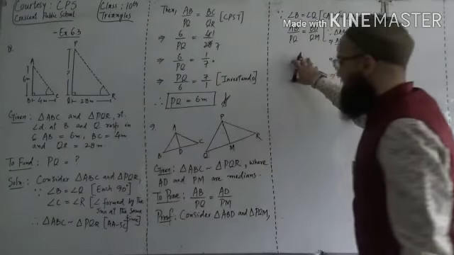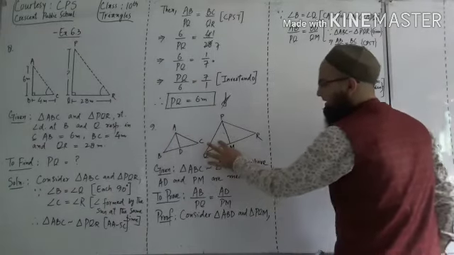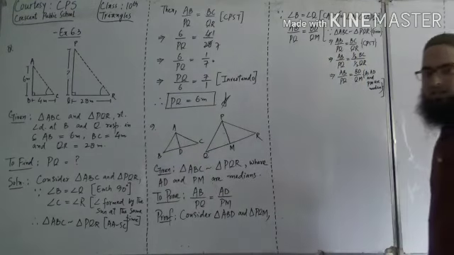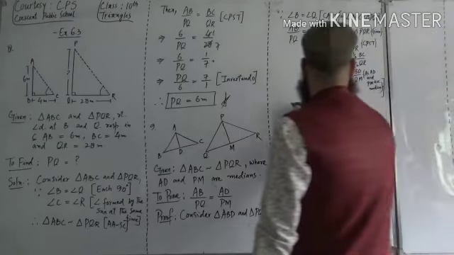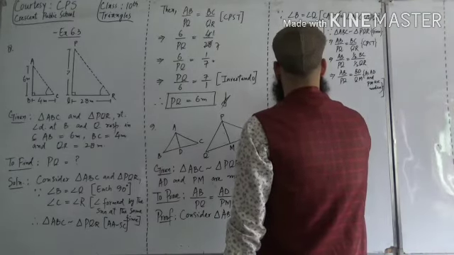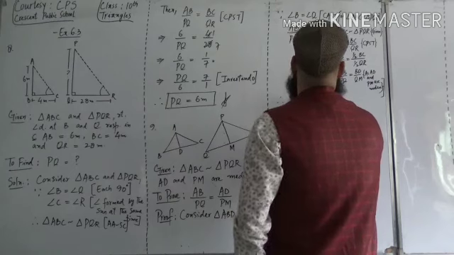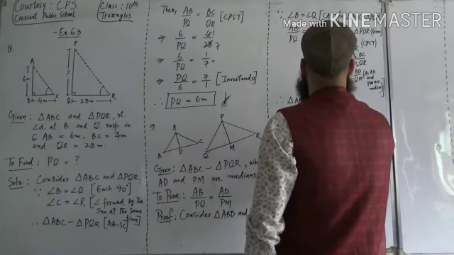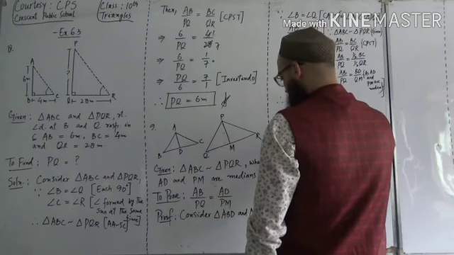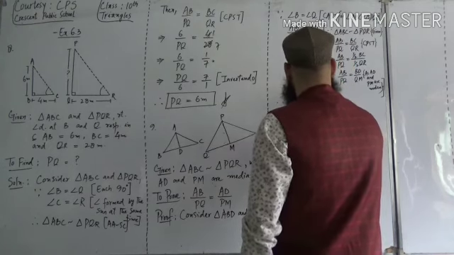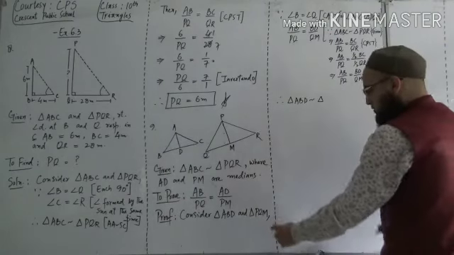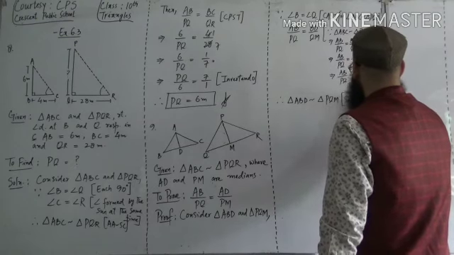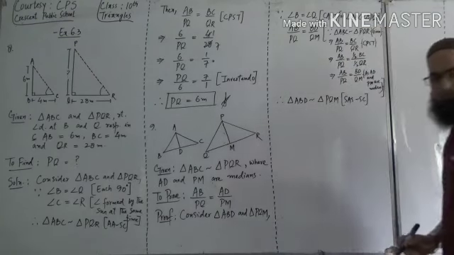So by this what did you get? For this triangle and this triangle, the angles are equal and the sides including these angles are in proportion, so these are similar. Therefore, triangle ABD is similar to triangle PQM by the side angle side similarity criterion. Got it?